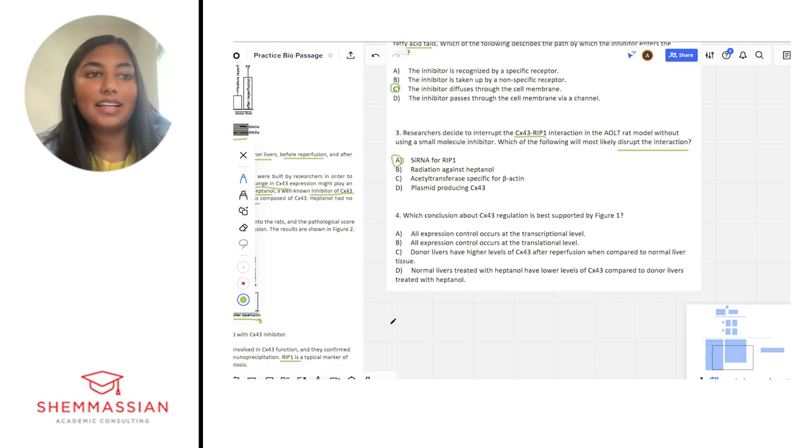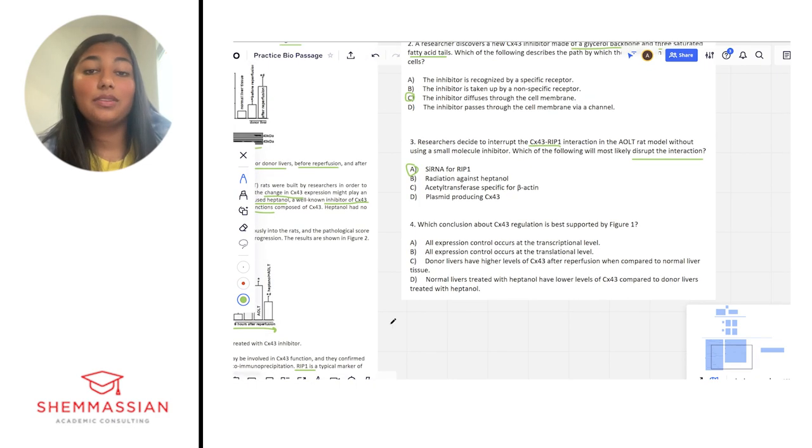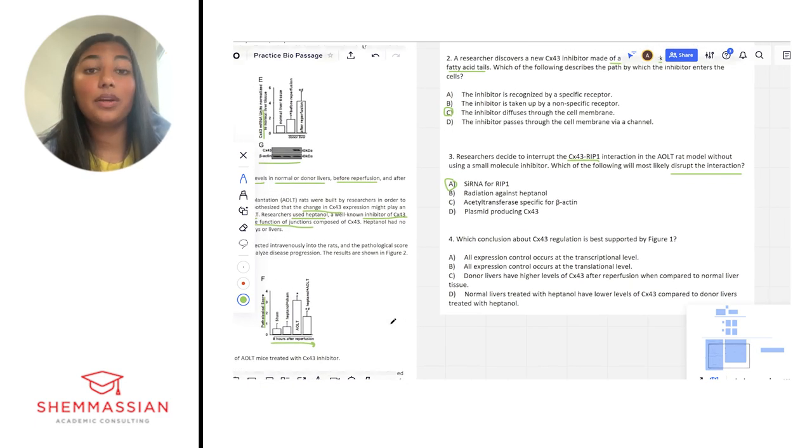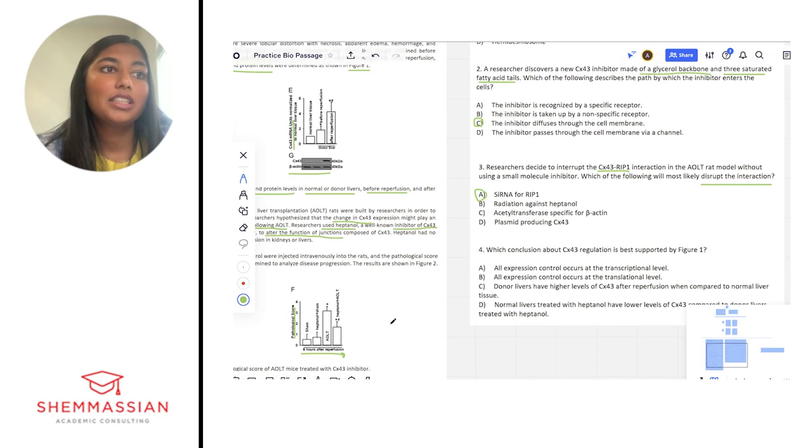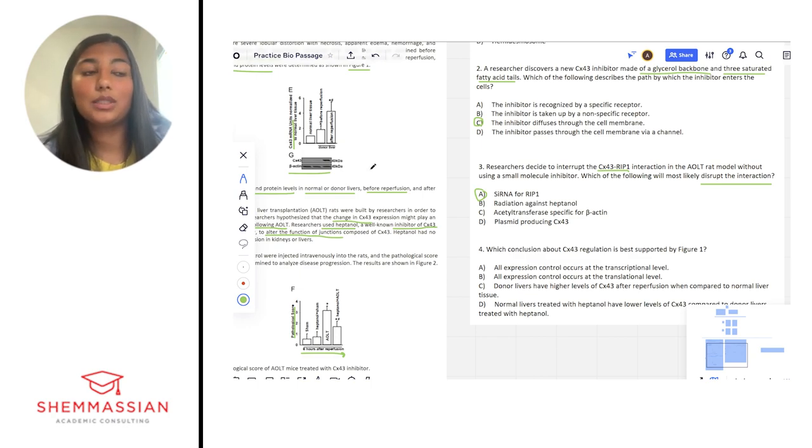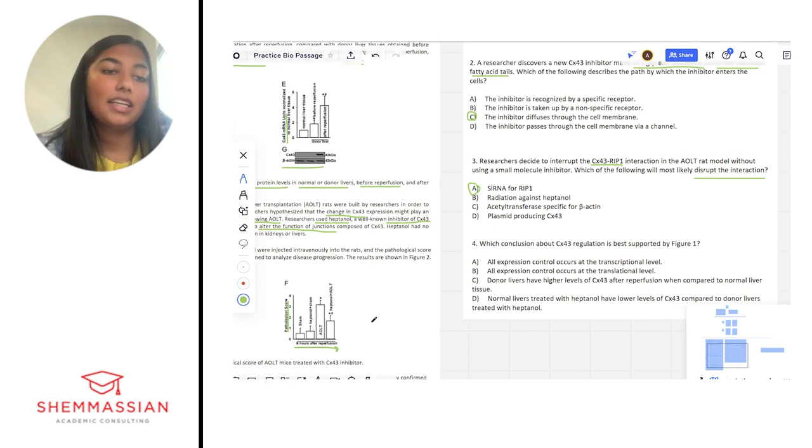Okay, finally, last question. Which conclusion about connexin 43 regulation is best supported by figure 1? So now it's telling us explicitly to look back at the passage at figure 1, which is great because we already have kind of a preliminary understanding of it, and now we can look at it more in depth. So here we're looking at this first part, which is more of the transcriptional approach to the experiment, and the second part is more of the translational approach to the experiment, as we discussed. So let's look at the answer choices and see which one fits best.